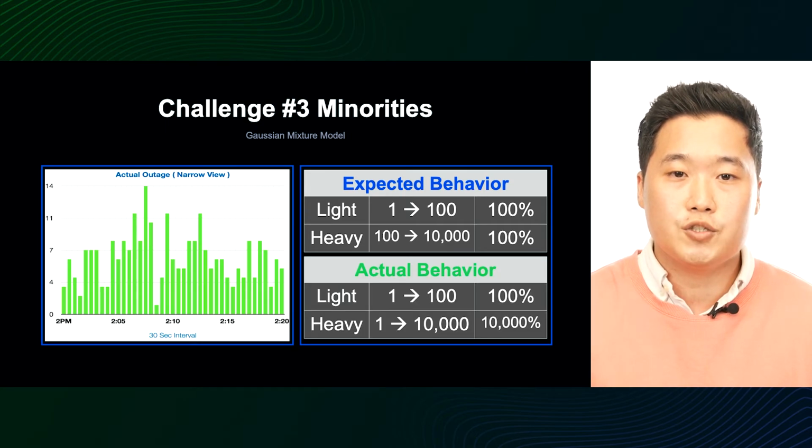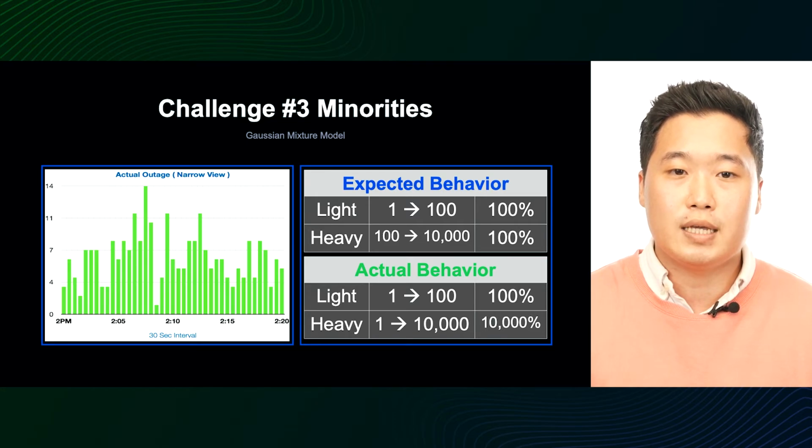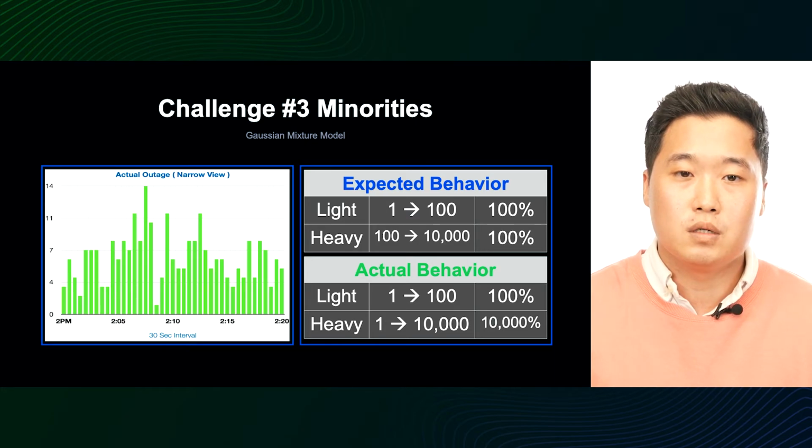However, the actual behavior of errors is all different. A lightly used API increased from 1 to 100, while a heavily used API increased from 1 to 10,000, which is 10,000% of increase. Therefore, we should seek a solution that could balance out the increase between lightly used APIs and heavily used APIs.